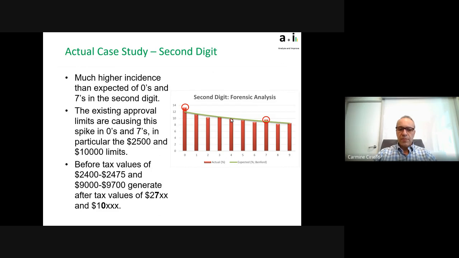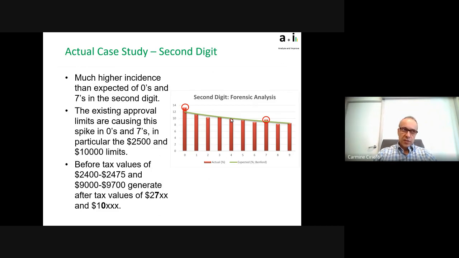What do I mean by that? There were inherent approval limits in an organization at the $2,500 range and at the $10,000 range, which means a lot of the supervisors and the general foremen were purposely generating or asking the vendors to generate invoices in the 2,400 range and in the 9,000 range.